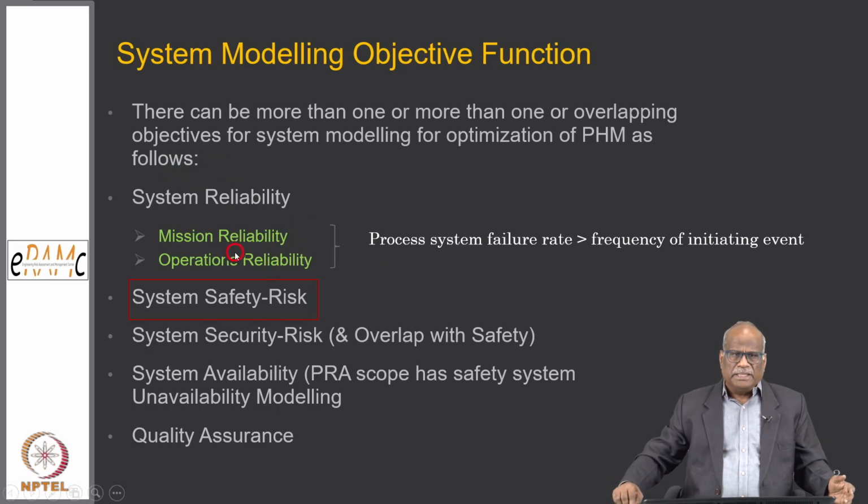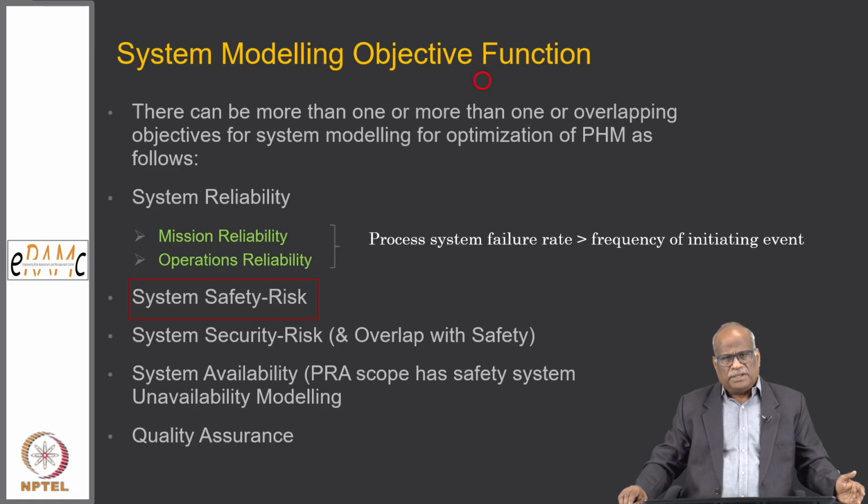But then in other systems where there is a continuous operation of the system, and they are operating over an extended period of time and providing the deliverables, whether it is power, energy, or some product or services, then it is called operations reliability. Okay. And then of course safety is one of the overriding metrics.